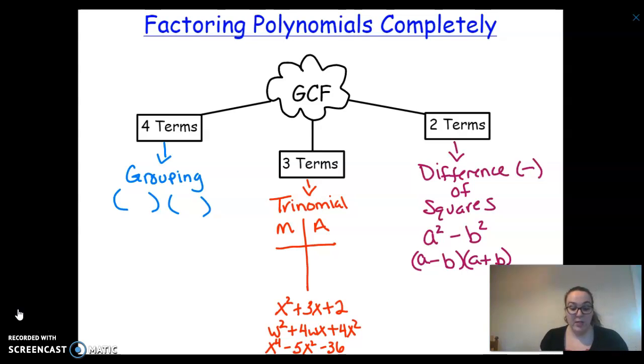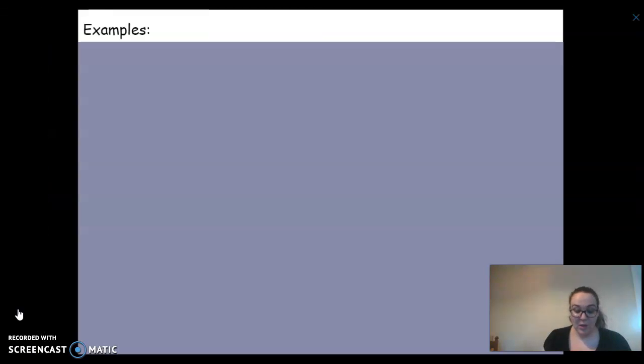None of today is new, but this might help you out with some of today's questions. What I'm going to give you is an example, and from that example, we're going to look first, is there a GCF? After we look for the GCF, we're going to look at the number of terms. Are there 4? Are there 3? Are there 2? And then we're going to figure out how to factor it.